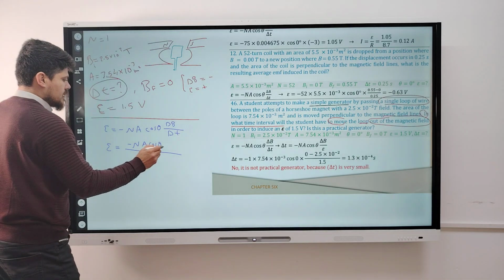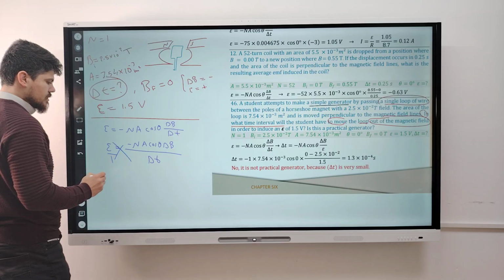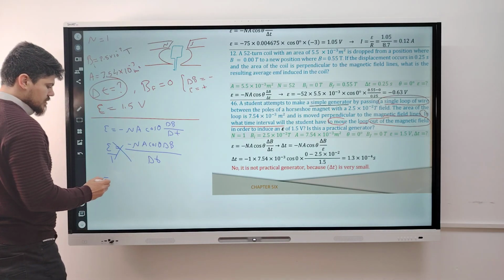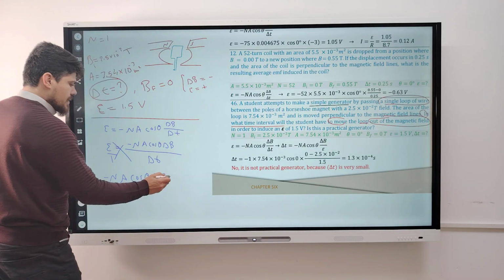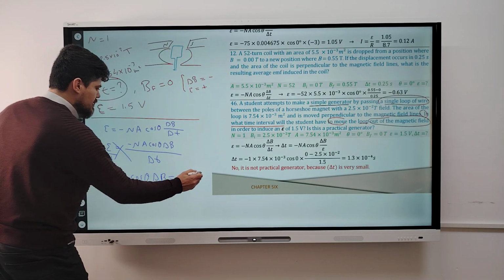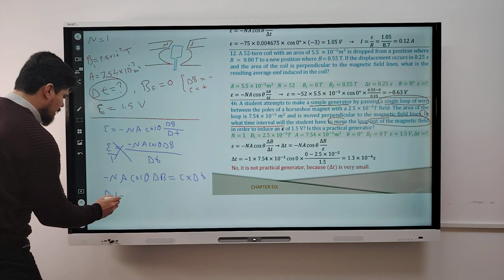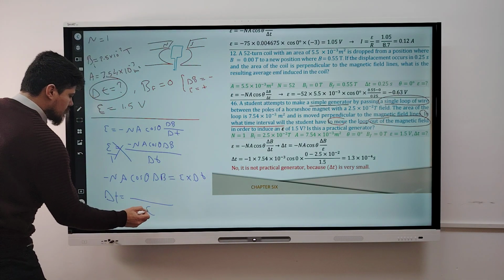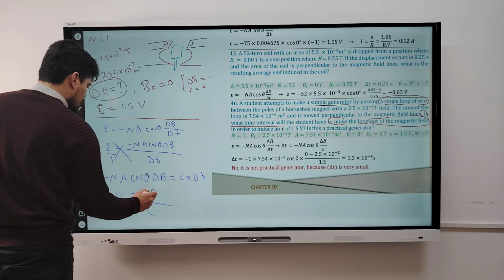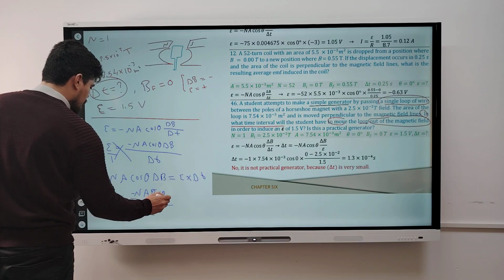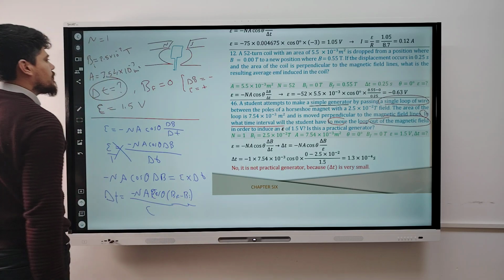N A cosine theta delta B over delta T. Here we have one cross product: 1 times the denominator. Negative N A cosine theta delta B is equal to EMF times delta T. What is unknown? Delta T is unknown. To find delta T, the EMF goes to the denominator, negative N A cosine theta, B final minus B initial.